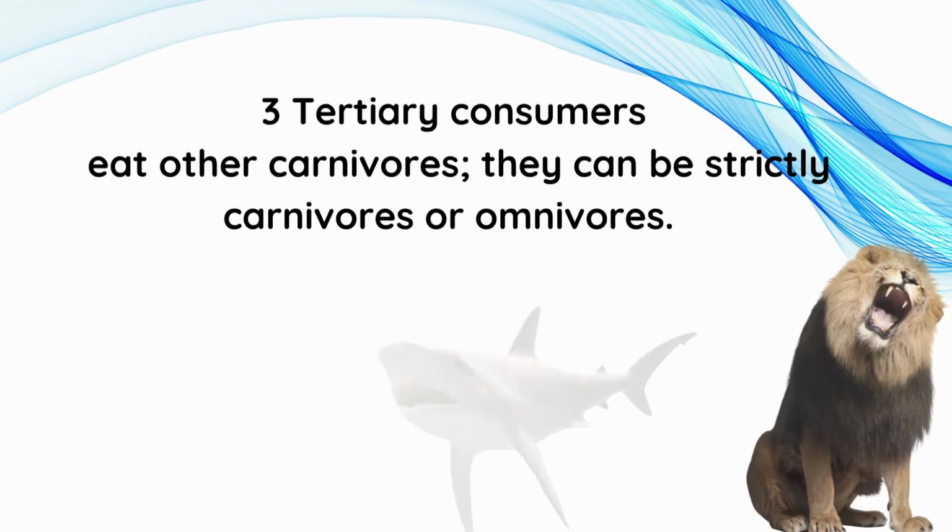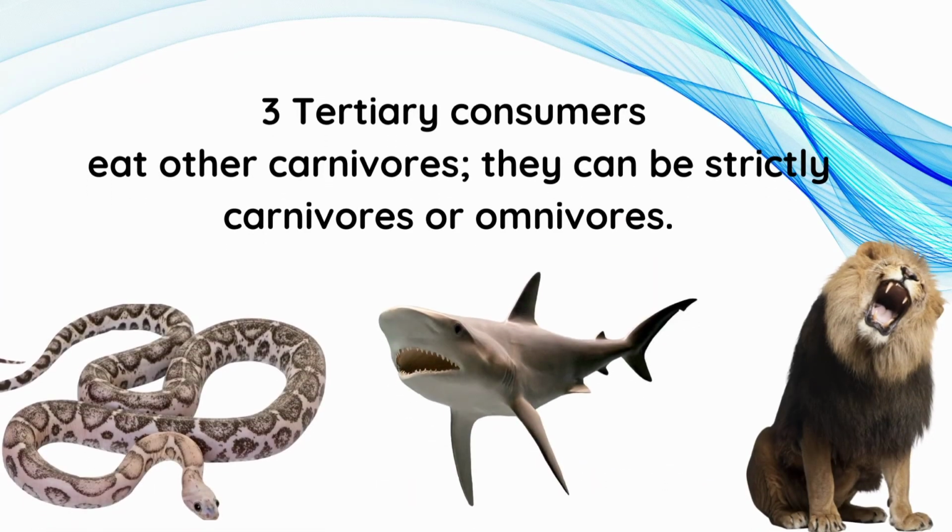Then we have carnivores, which are also called tertiary consumers. Carnivores eat only animals. They don't eat plants. They are also called predators.